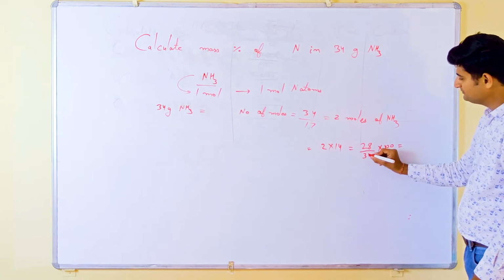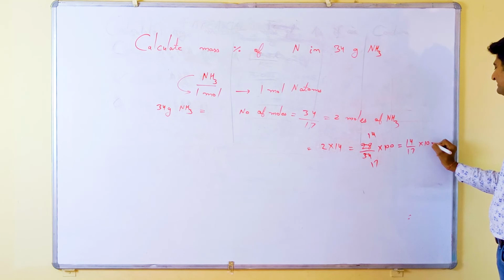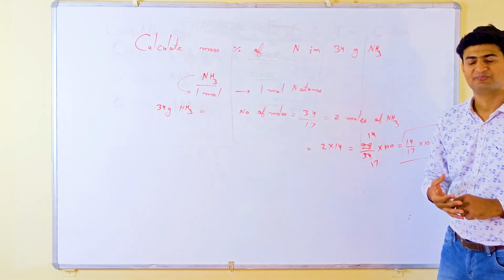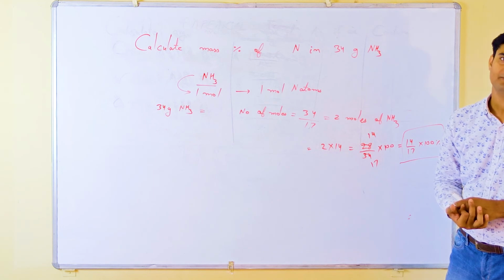So it will come as 28 by 34 into 100, and after that you can calculate. I'm just writing it like this only. Okay, you can calculate it. So that's how we can calculate the mass composition of each and every element present inside a molecule.